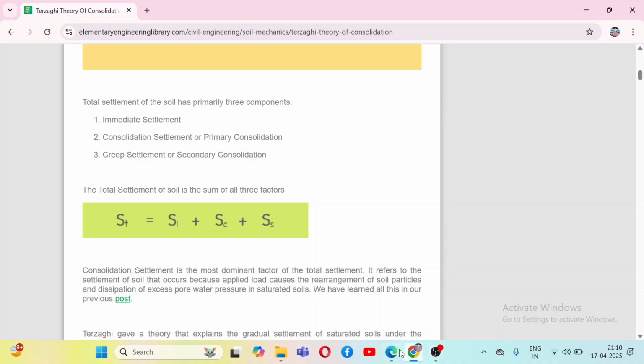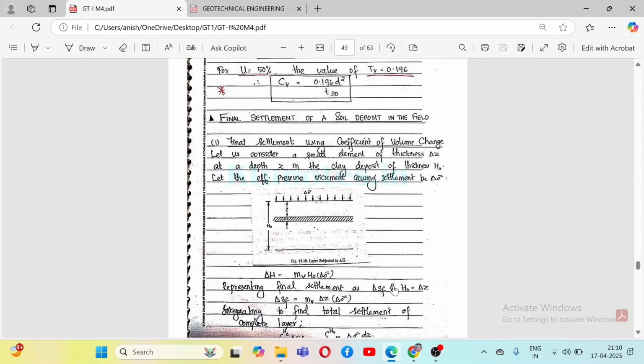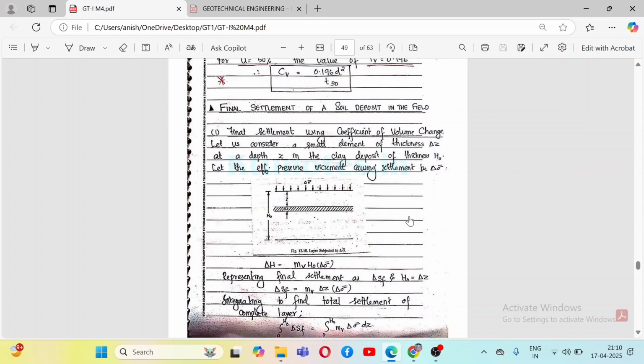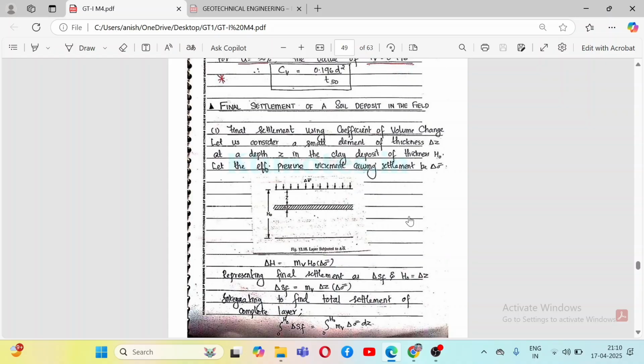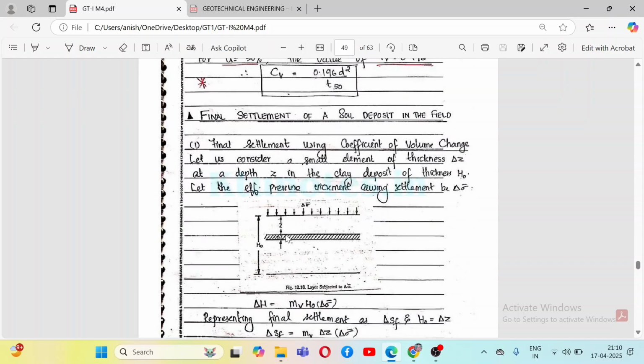In settlement, the main topic here is the final settlement. Problems are asked based on this. Final settlement using coefficient of volume change: let us consider a small element of thickness delta z at a depth z in the clay deposit of thickness H naught. Let the effective pressure increment causing settlement be delta sigma dash.